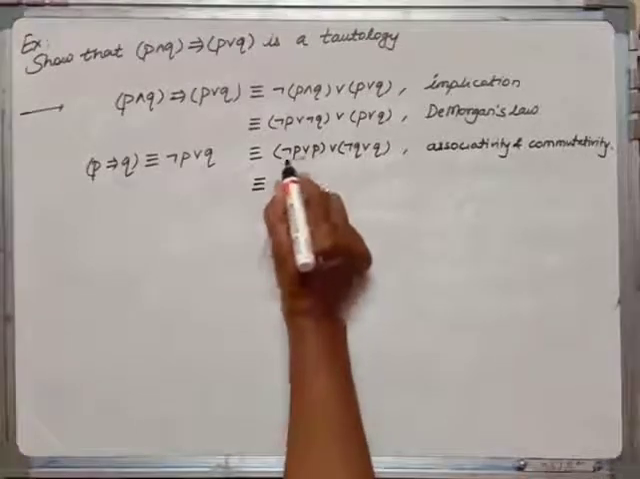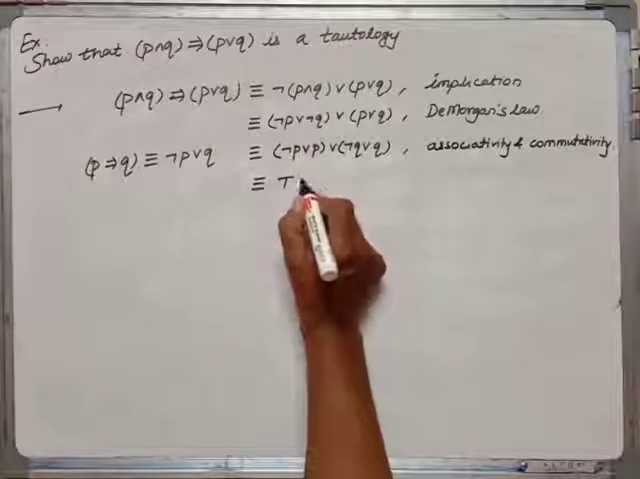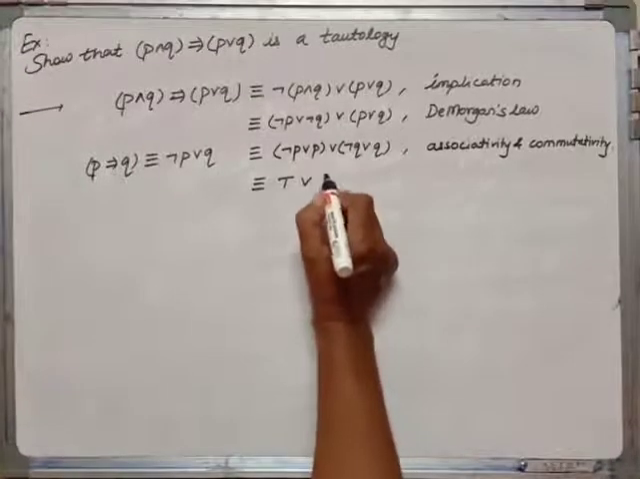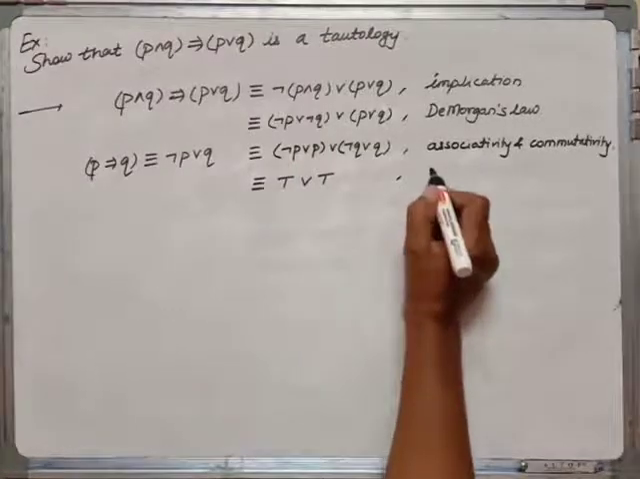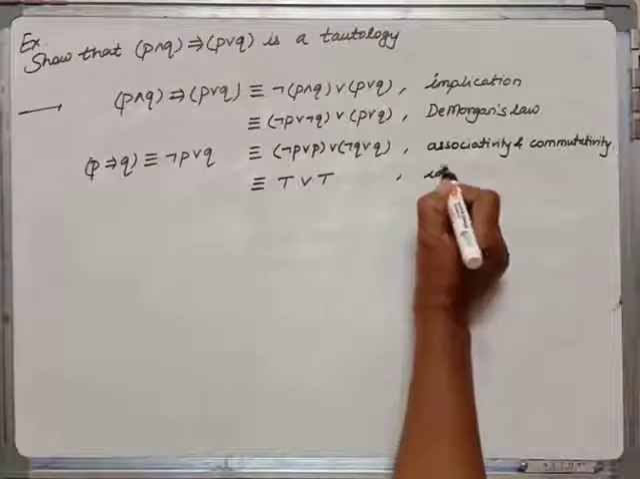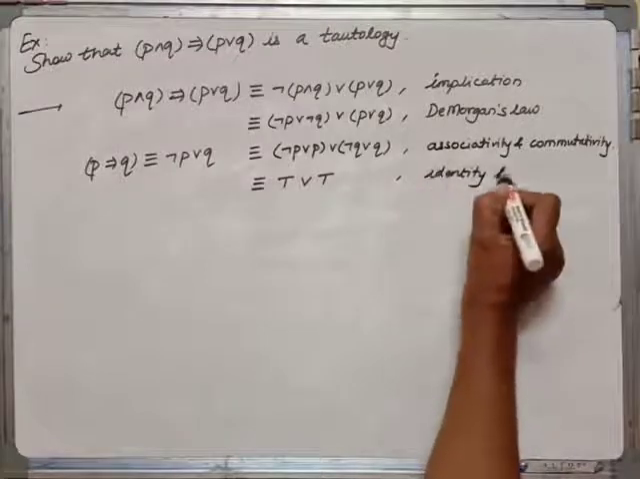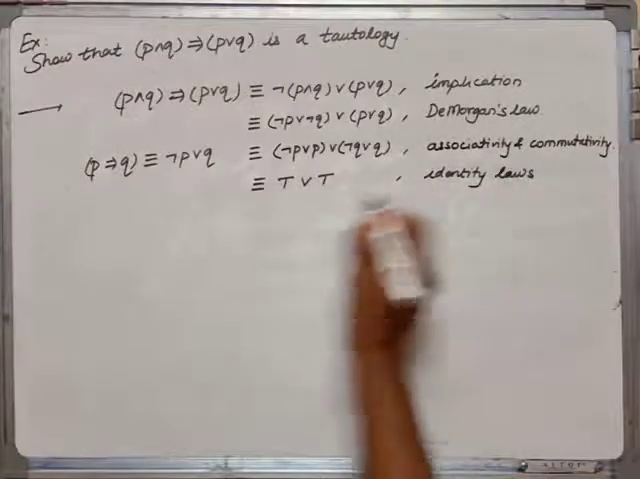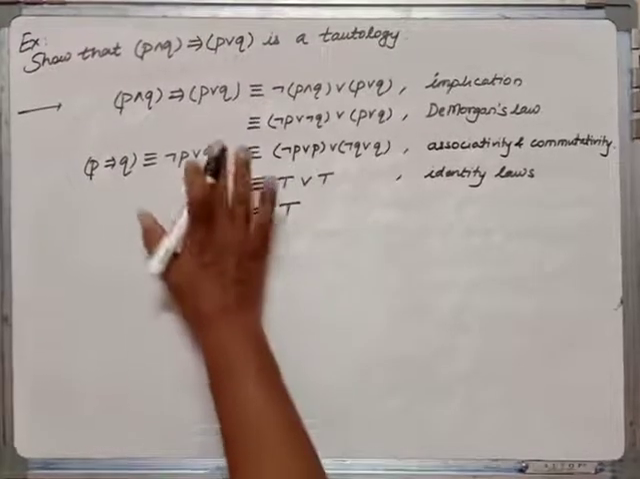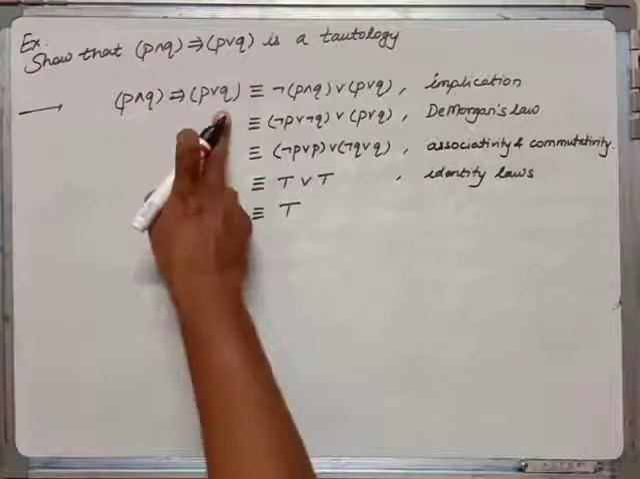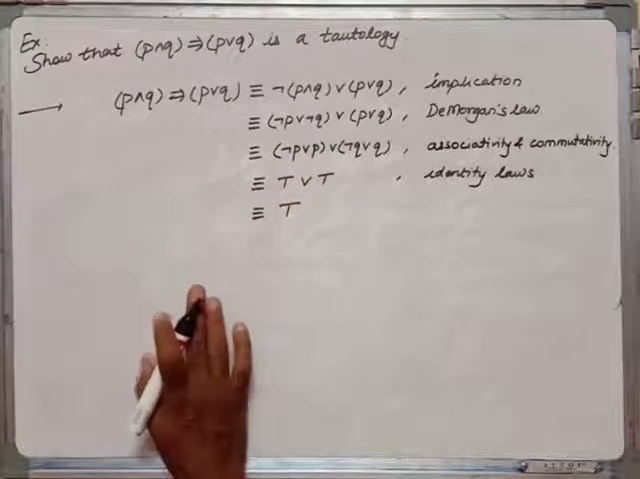Now here negation P or P is what? True. Also negation Q or Q is what? True. Now this is by identity laws. Now true or true is what? True. So as such we have true. This value is equivalent to true, which means it is a tautology.